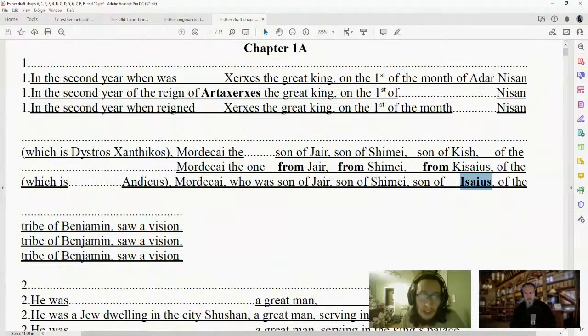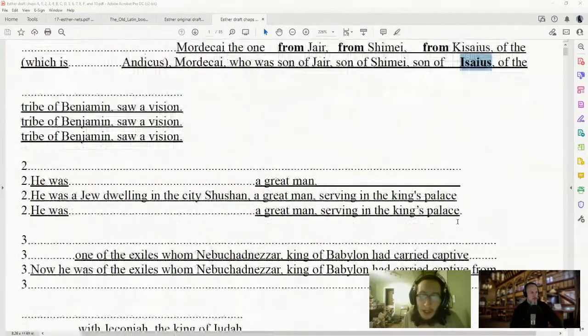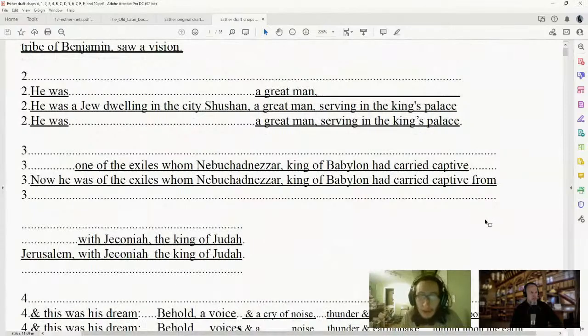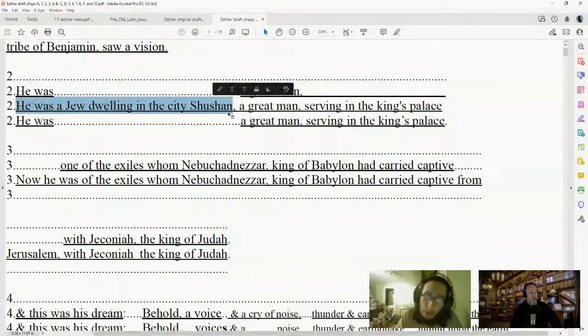Now you'll see that sometimes there are major clauses that are in one version but not in the other. But often they don't change the meaning too much. So in verse 2, for example, it says, "He was a Jew dwelling in the city Shushan." That phrase, "a Jew dwelling in the city Shushan," is not in the other two versions. But overall, that phrase seems to be authentic. The evidence seems to indicate that the scribes would remove that phrase for being unnecessary.